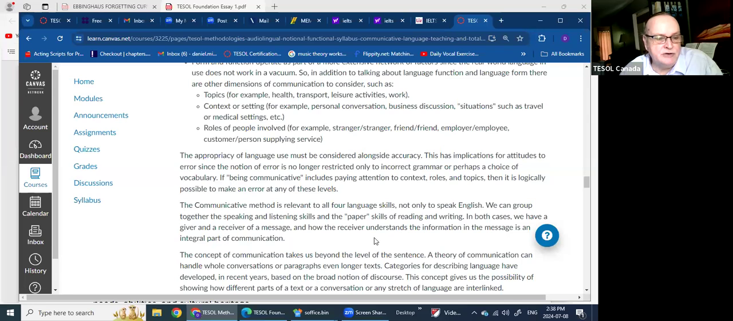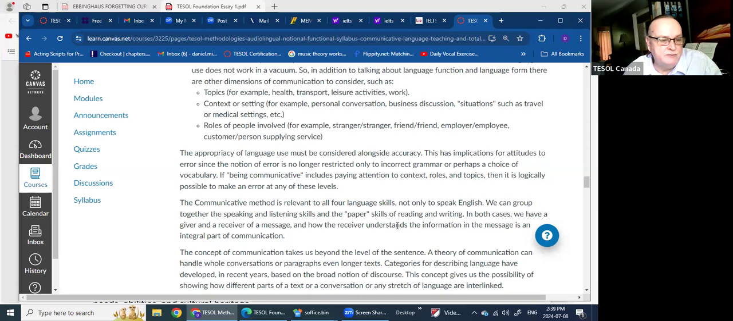This has implications for attitudes to error, since the notion of error is no longer restricted only to incorrect grammar or perhaps a choice of vocabulary. If being communicative includes paying attention to context, roles, and topics, then it is logically possible to make an error at any of these levels.